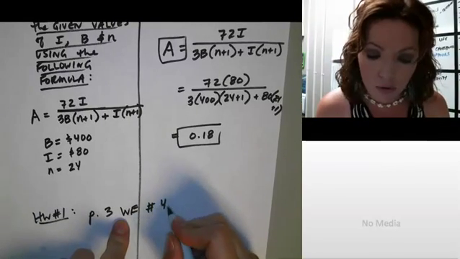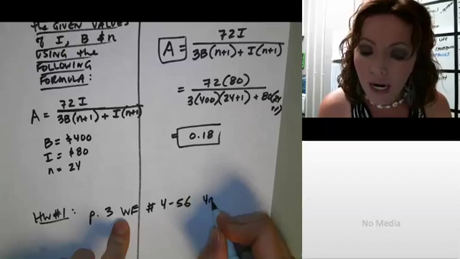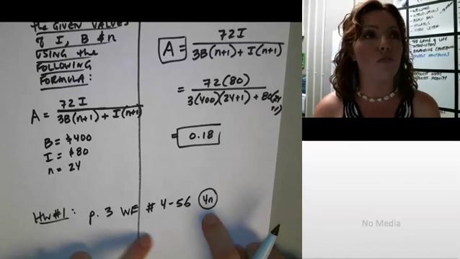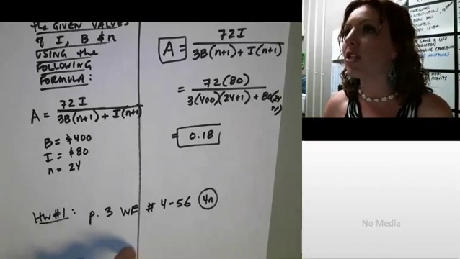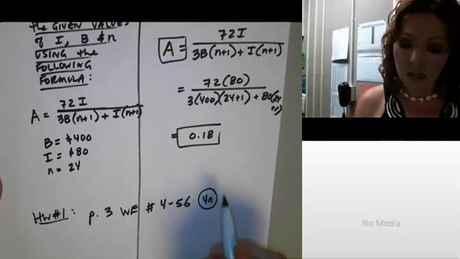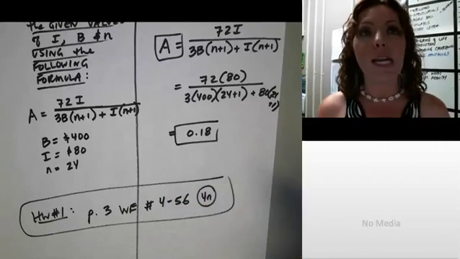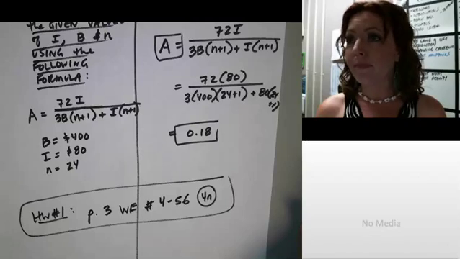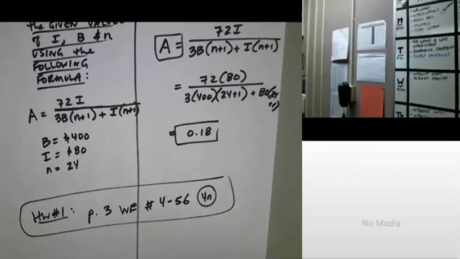It's numbers 4 through 56, 4n. So 4n means multiples of 4. So 4, 8, 12, 16, 20, all the way to 56. Okay? So that is due tomorrow. Any questions? All right, so everybody go and get out a book.